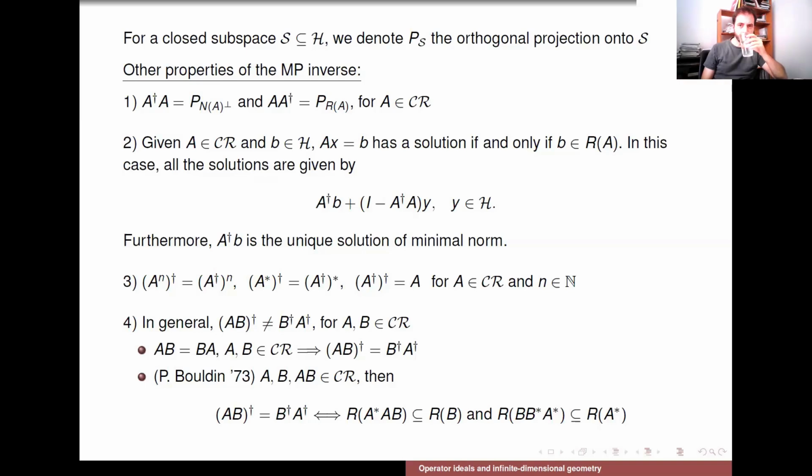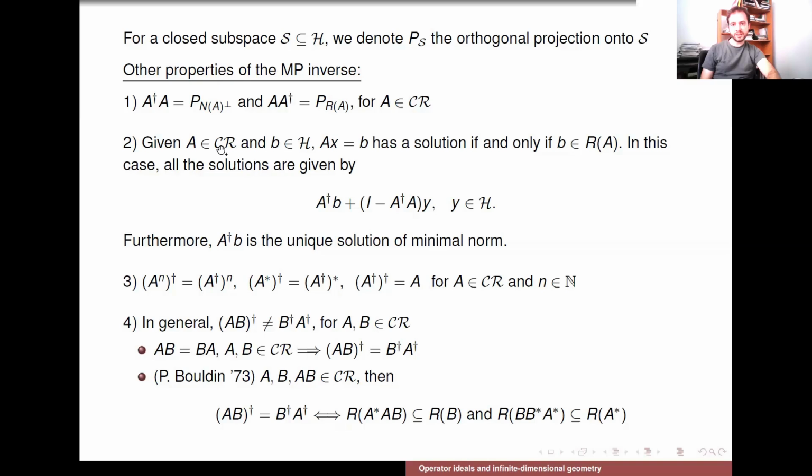Some properties of the Moore-Penrose inverse. As usual, we write P sub S for the projection onto a subspace S. Then here, the first condition will be important in our talk. A dagger A is indeed the orthogonal projection onto the complement of the null space. And then A A dagger is the projection onto the range of the operator.